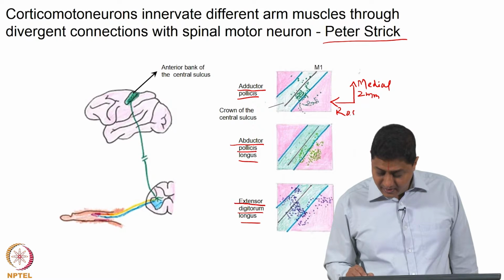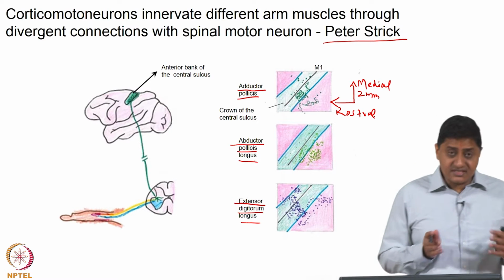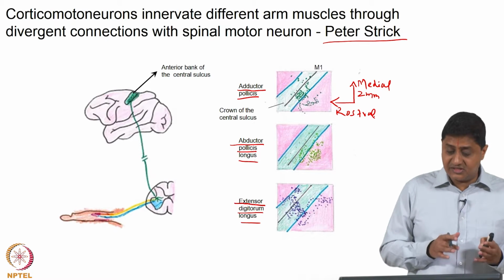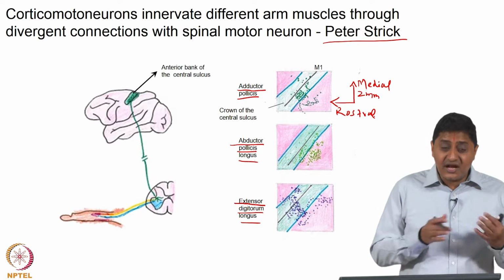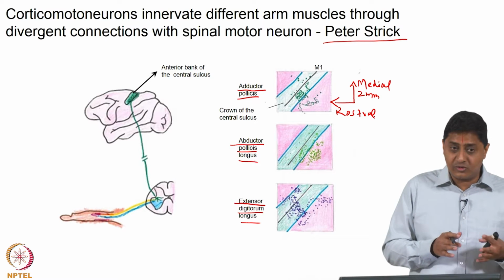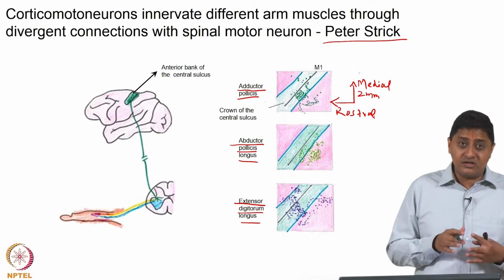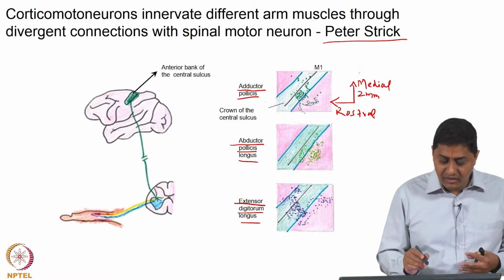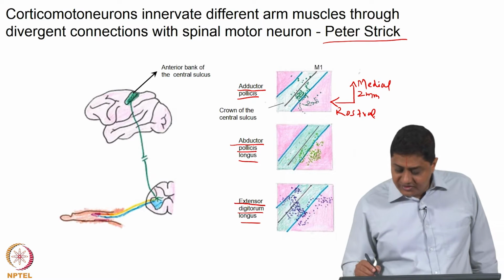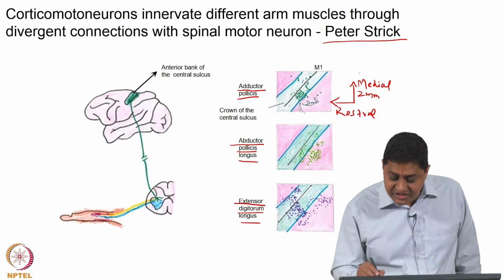Okay. And note, this is in the specific area that is just rostral to the central sulcus, or just anterior to the central sulcus. Anterior to the central sulcus you have primary motor cortex. Within the primary motor cortex, it is the most caudal part, or the part that is very close to the central sulcus. So, what this shows is that there is a distribution.